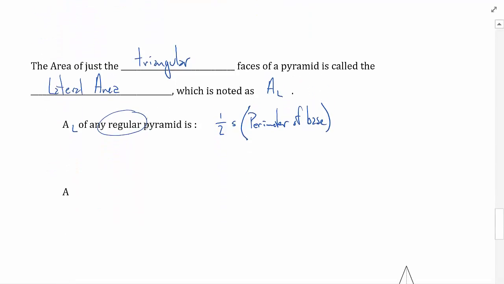Brilliant. This allows you then to say that the area of the total of the entire pyramid is the lateral area plus the area of the base. And of course, if the base is a square, easy enough to calculate. Whatever the shape is, we have ways of calculating those areas.